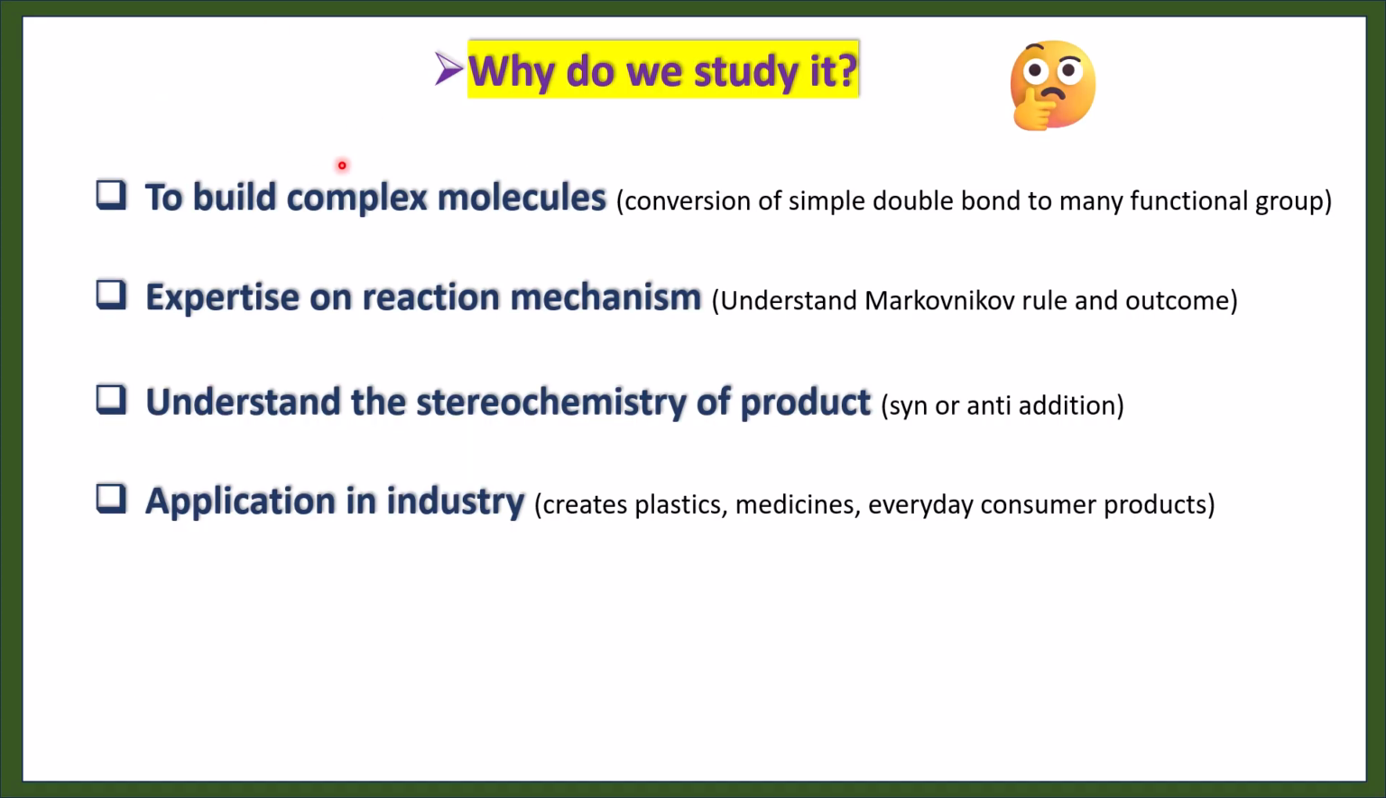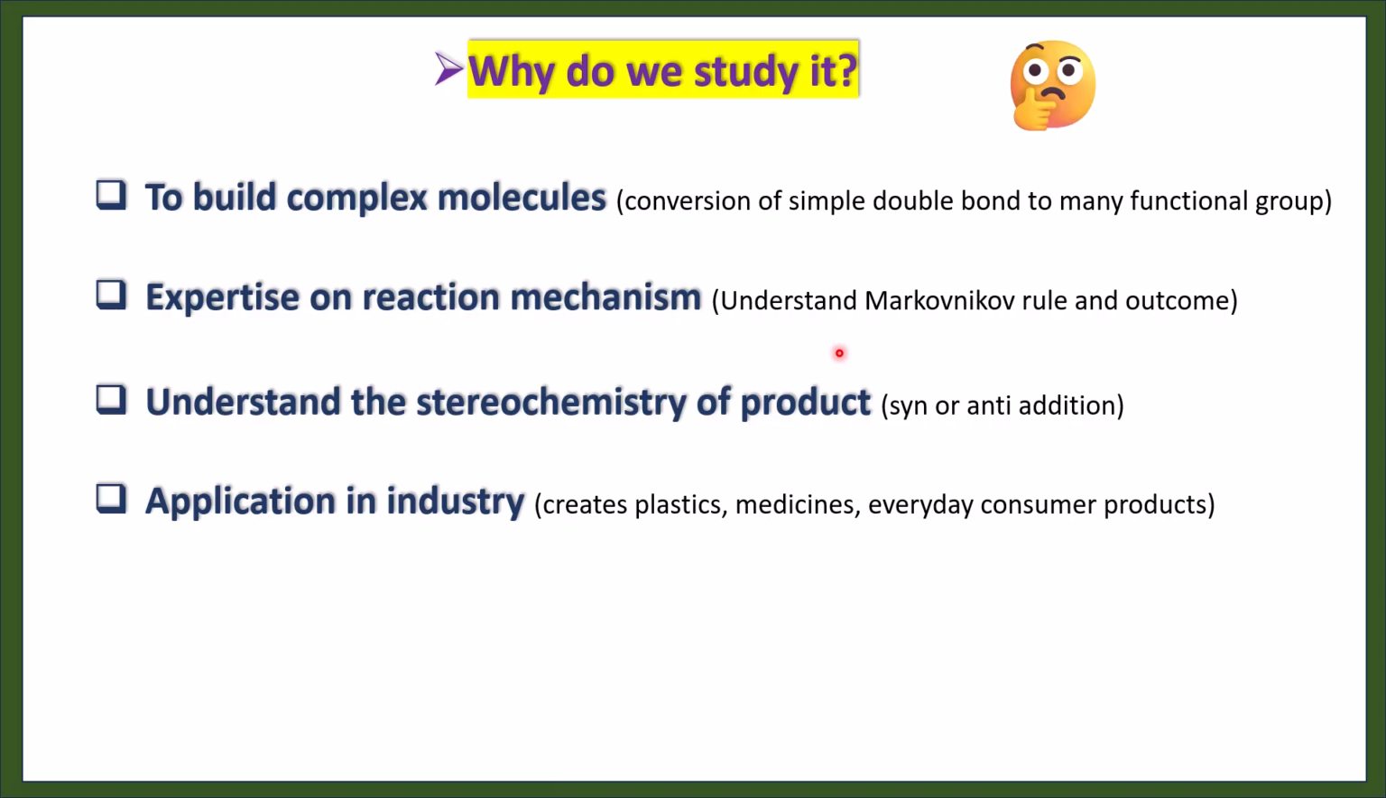So why should we study the reactions of alkenes? If we study the different reactions of alkenes, we find that they are essential to build complex molecules, converting a simple double bond into many different functional groups. It also helps us in studying the reaction mechanism.